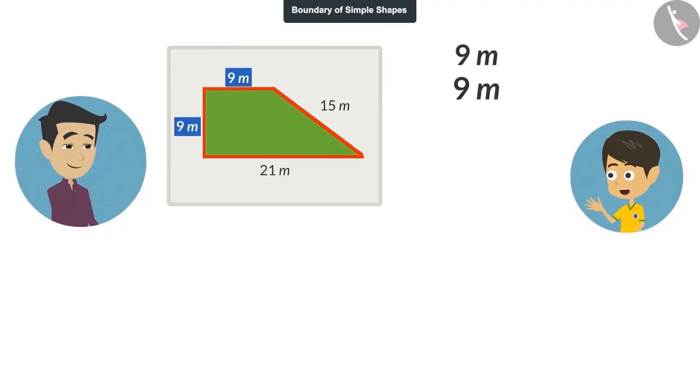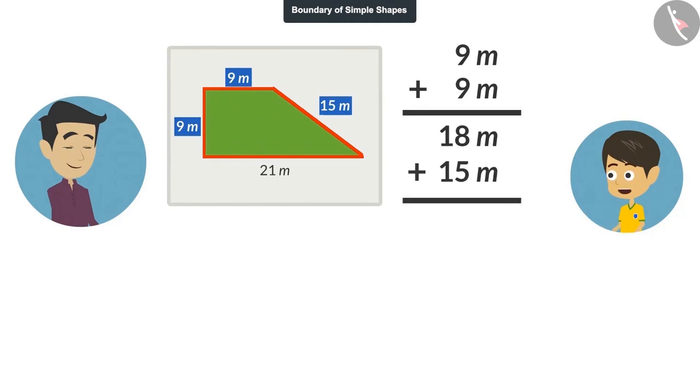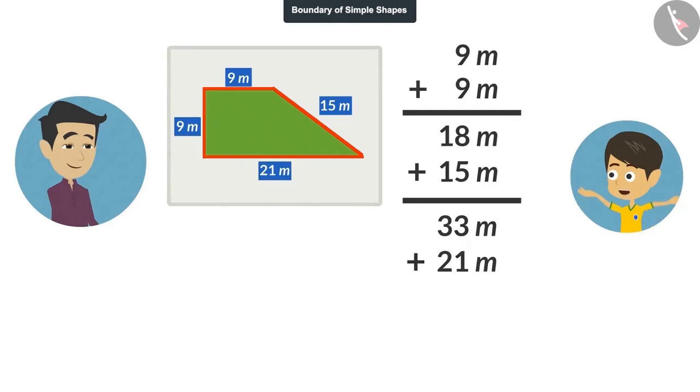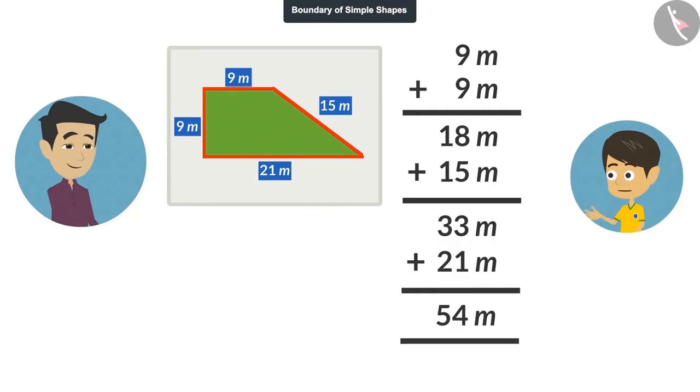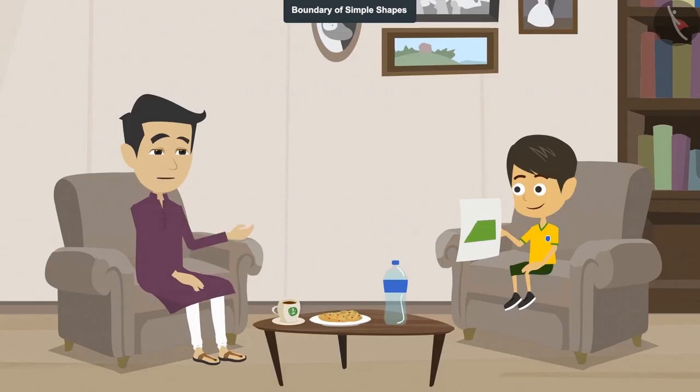If you add 9 meters to 9 meters, the answer will be 18 meters. If we add 15 meters to 18 meters, the answer will be 33 meters. And if we add 21 meters to 33 meters, the answer will be 54 meters. That means the boundary of this field is 54 meters. Yes, Reyansh, you are right.